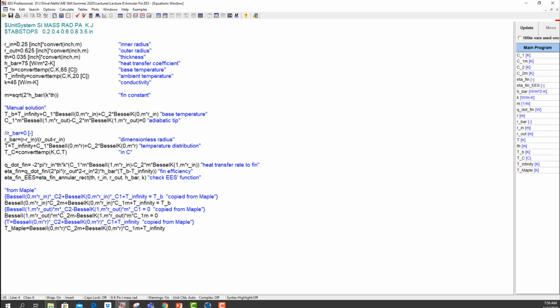So here I made up some inputs, right? And here's that m parameter. And then this is my boundary condition at the base. And this is my boundary condition at the tip.